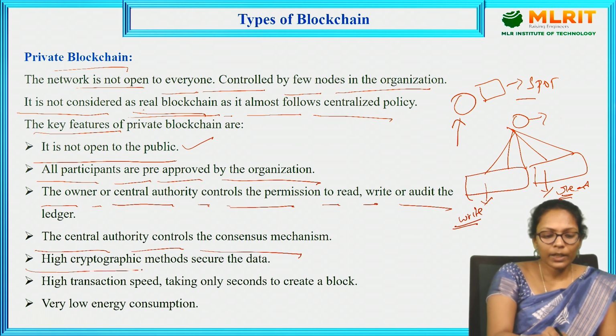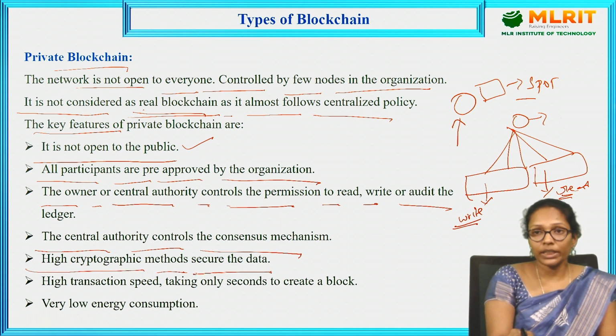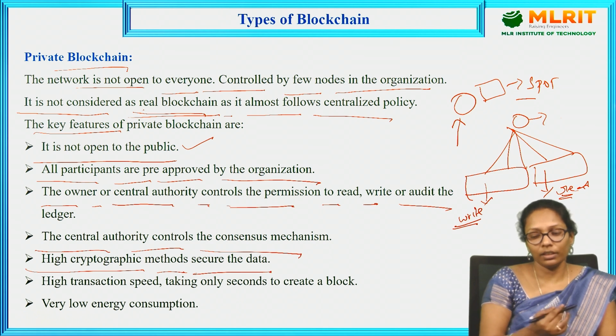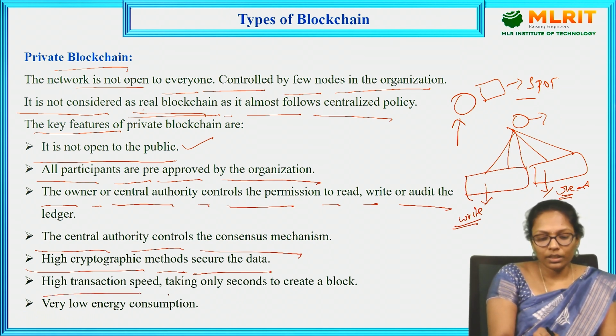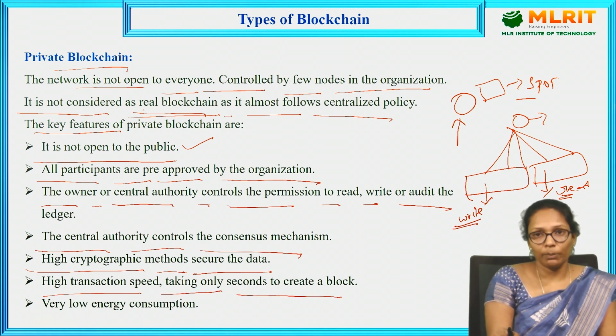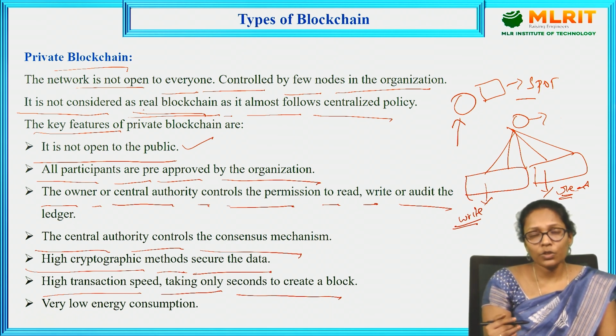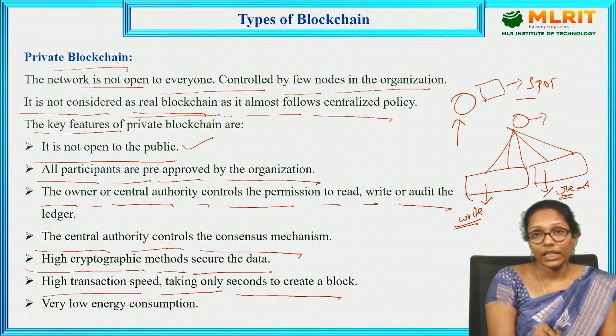And again, strong cryptography methods secure the data. In the blockchain, the data will be stored cryptographically, in encrypted form. And high transaction speed, taking only seconds to create a block. Here I don't need to take permission from other nodes on whether this block is correct or not. Only the central person is validating the transaction, so it will take less time to create a block. And very low energy consumption.